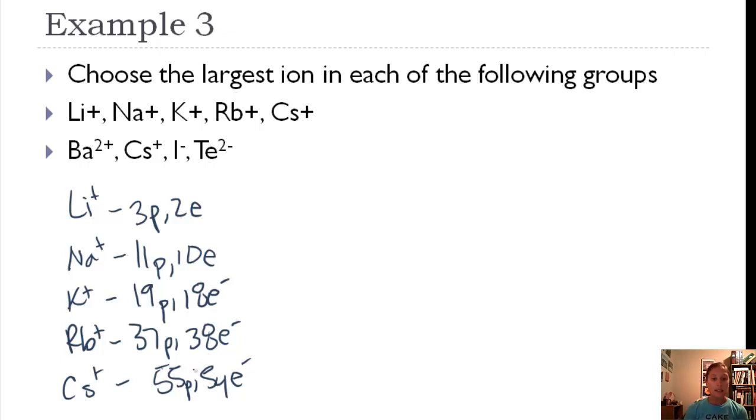So these are not isoelectronic. And as we're increasing the number of electrons and increasing the number of protons, remember, as we go down a group, size increases. And so cesium would be our largest ion.